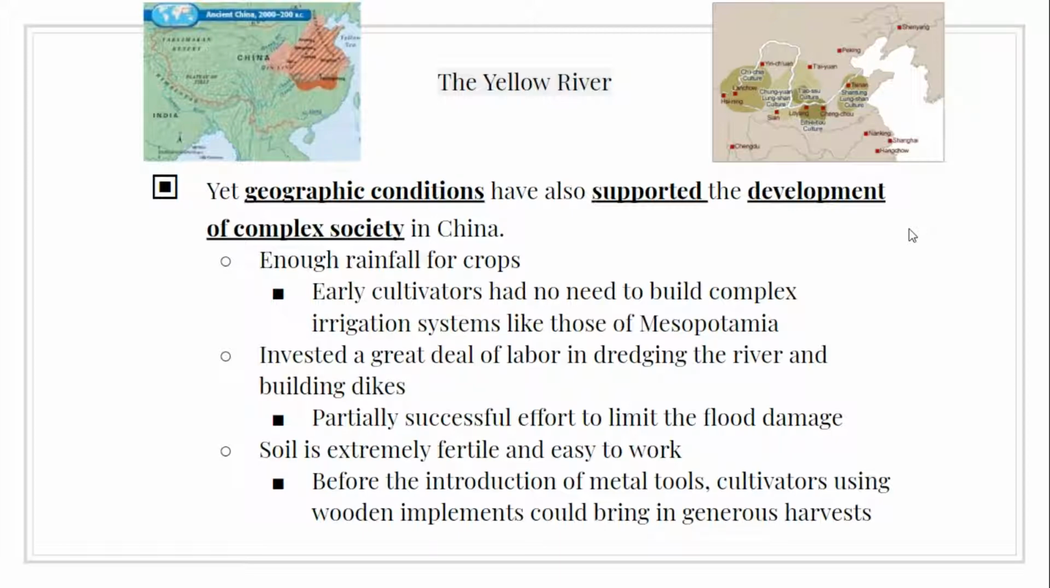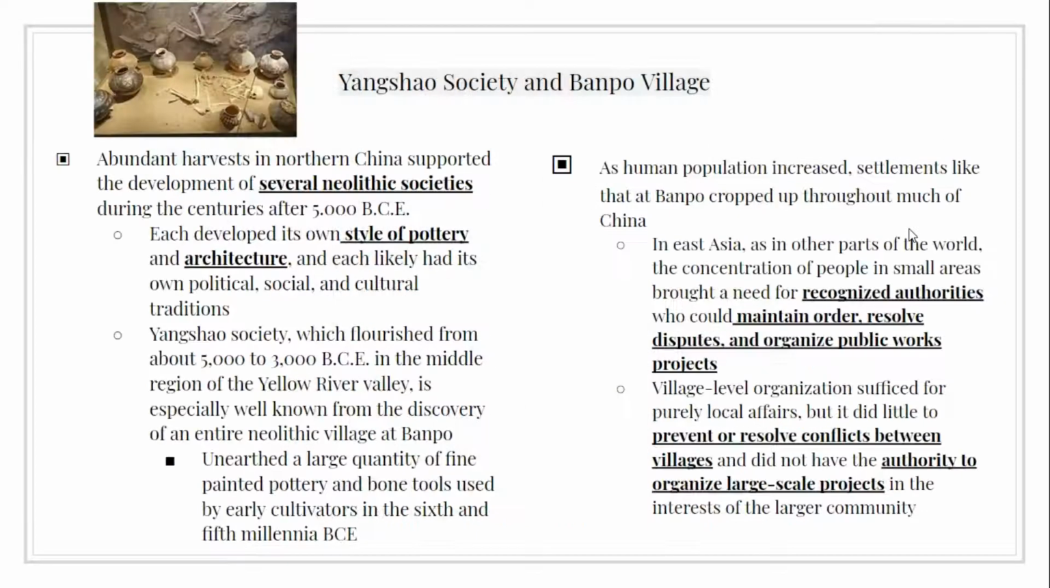And soil in this area is incredibly fertile and very easy to work with. So before the introduction of metal tools, cultivators used wooden tools to try to bring in their generous harvest. And these wood tools definitely did work because of the soil, because it wasn't super hard. It was very flexible for them.